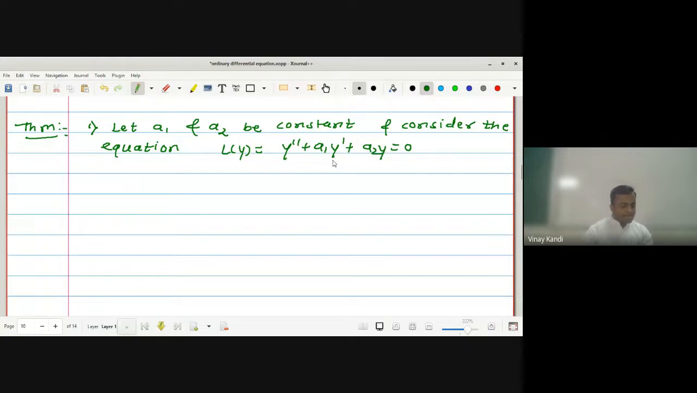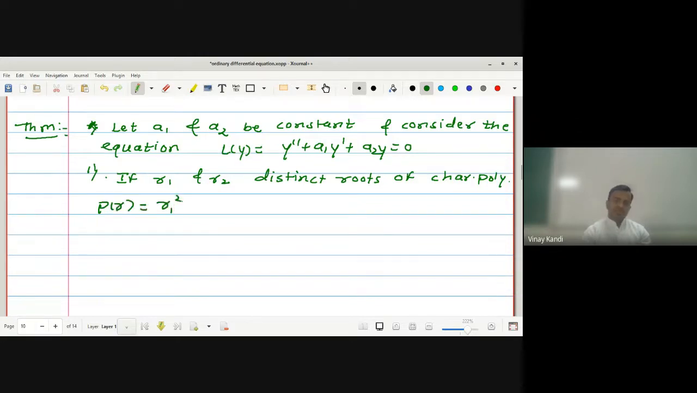This is the statement. Now first one, if R1 and R2 are distinct roots of the characteristic polynomial, where P of R is equal to R square plus A1 R plus A2. This is the characteristic polynomial P of R.